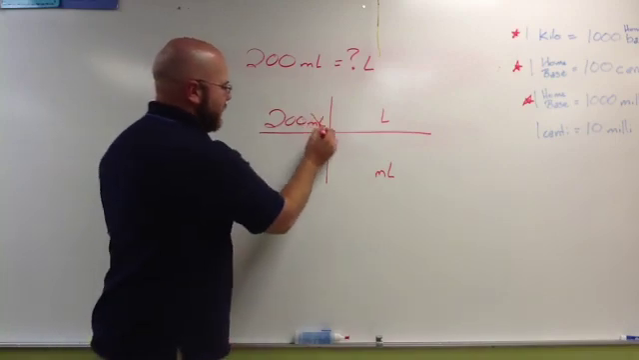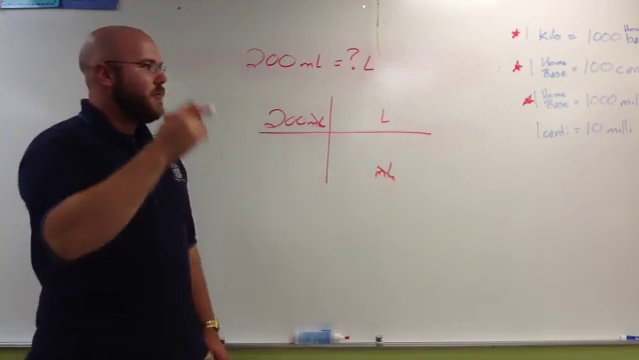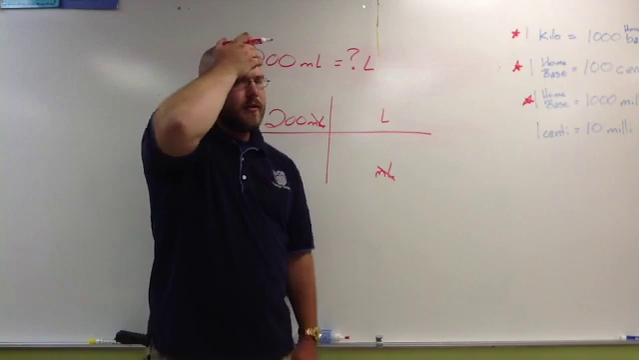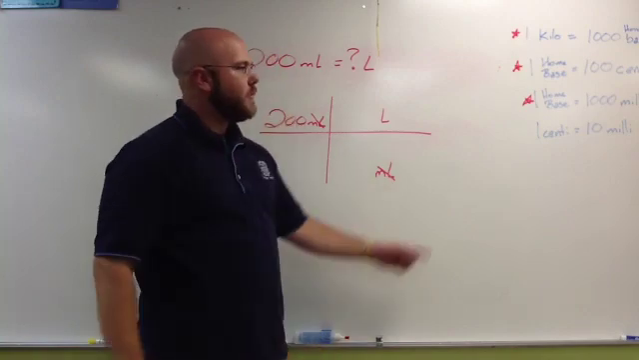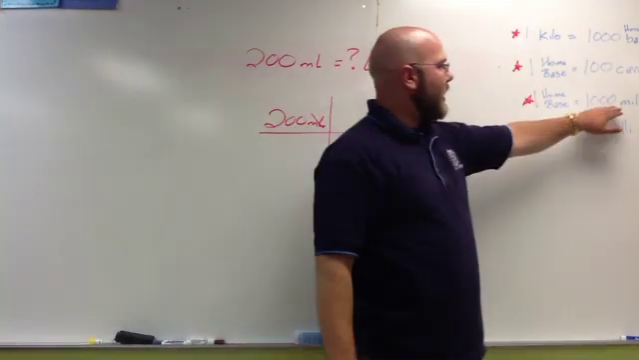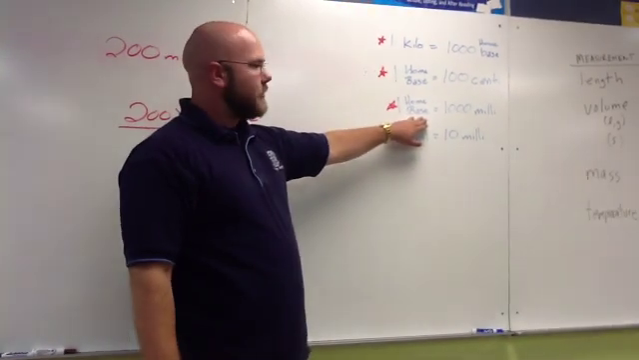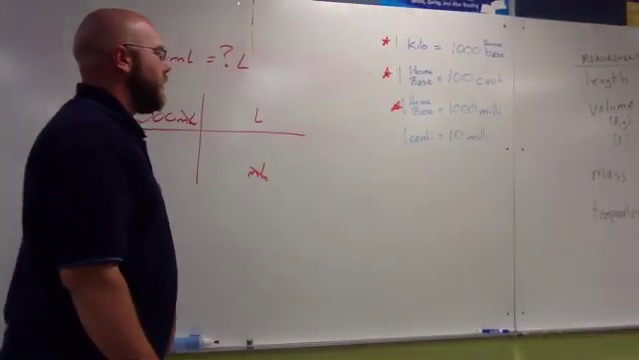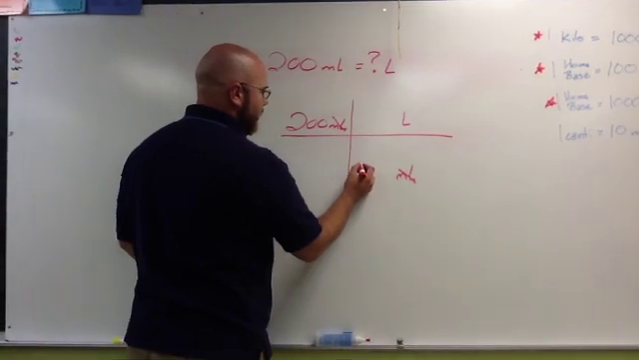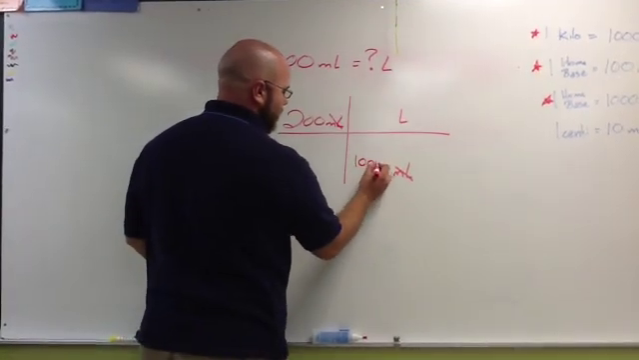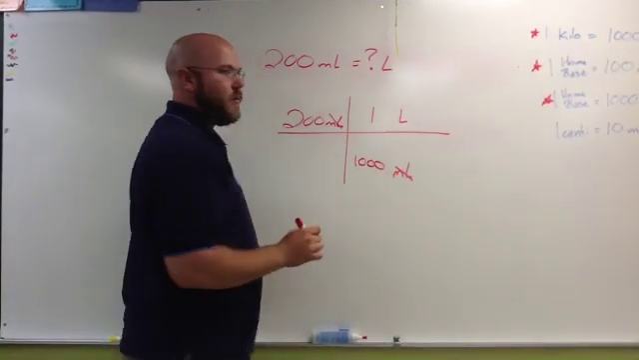So these are going to cross out right away. And we're thinking, how many millis are in the base unit? So we can remember over here, there's 1,000 milli in 1 base, like so. Okay, so I've got 1,000 millis in 1 base, in 1 liter.